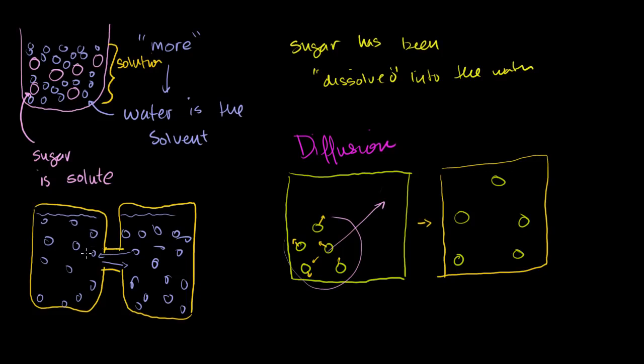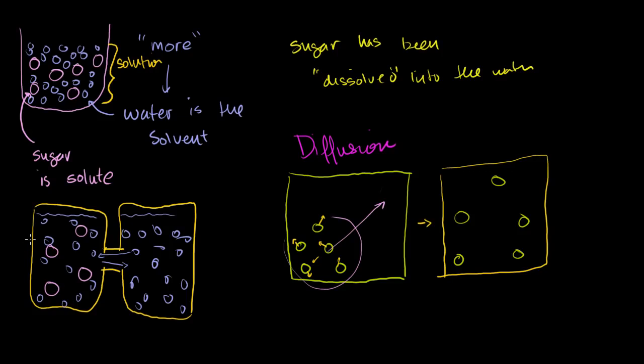Now let's put some solute in it. Let's dissolve some solute in it, and let's say we do all the dissolving on the left-hand side. So we put some sugar molecules on the left-hand side, and these are small enough to fit through this little pipe. That's one assumption that I'm making. So what's going to happen?